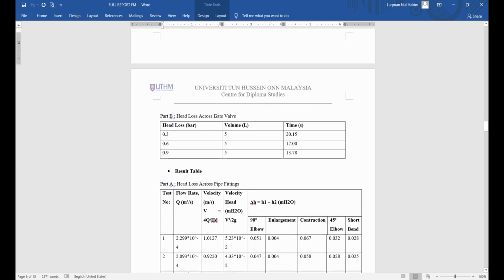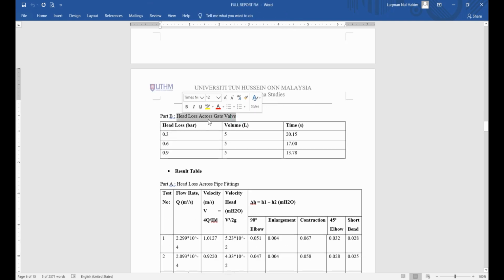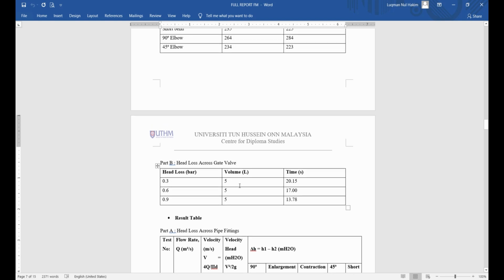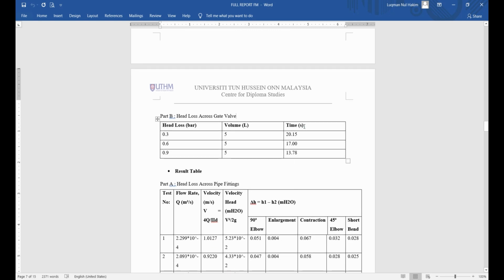And then let's move to part B, head loss across the gate valve. So we have 3 head losses across the gate valve, that is 0.3 bar, 0.6 bar, and 0.9 bar. The volume is the same as part A, that is 5 liters, but the time varies. The greater the pressure on the head loss, the smaller the time taken in seconds.